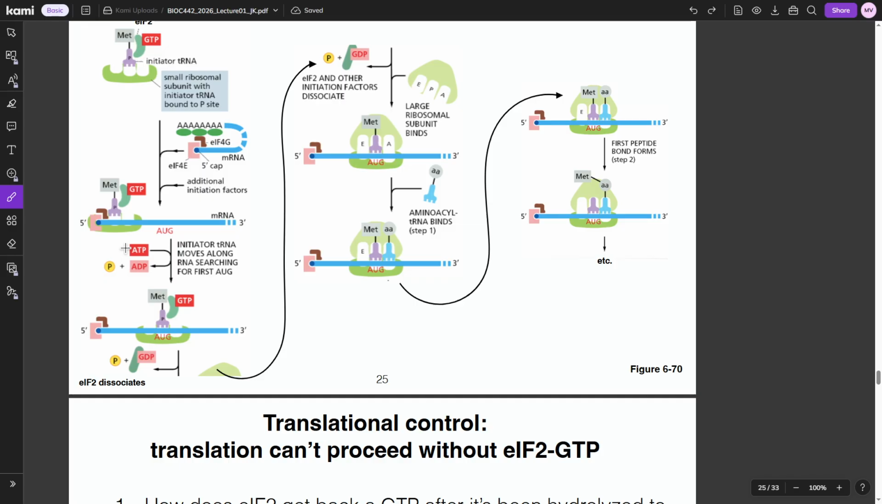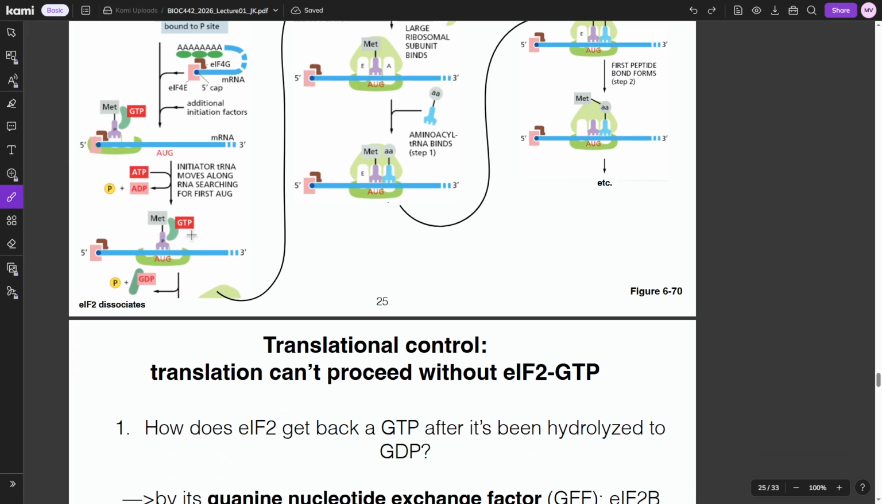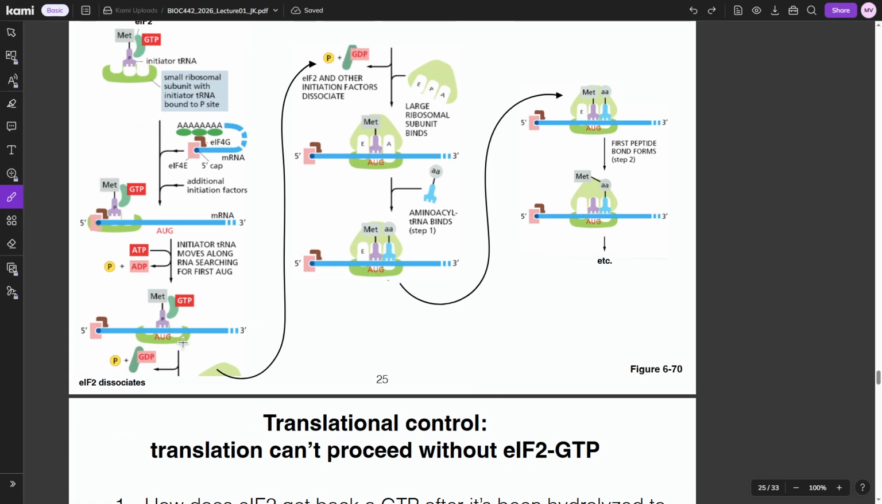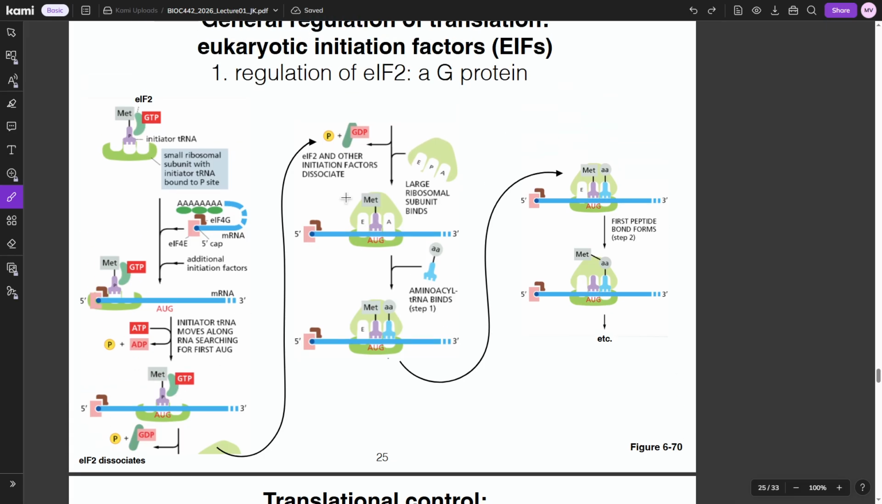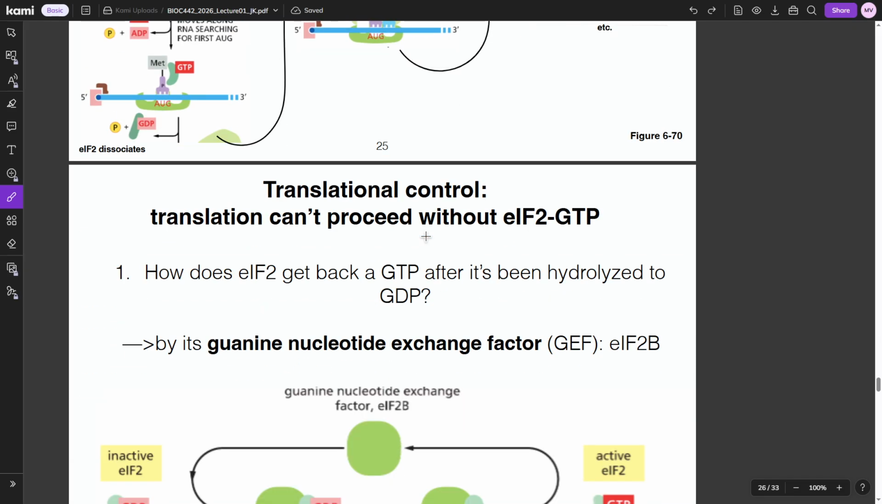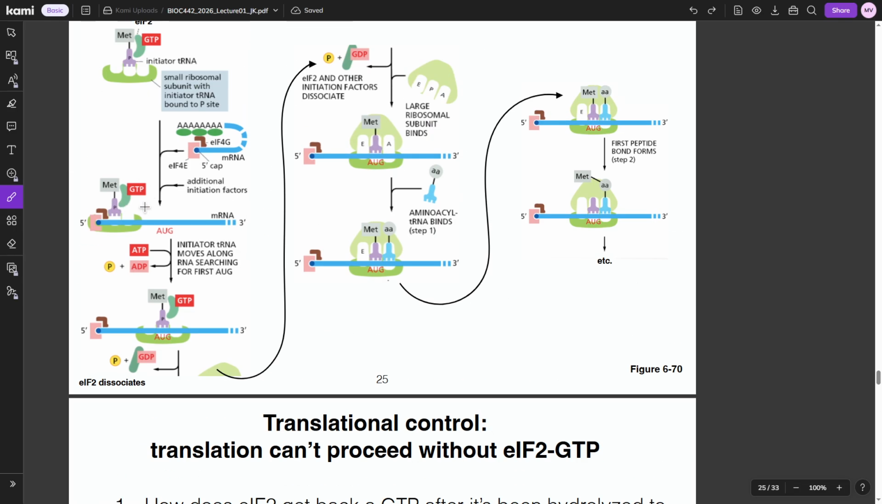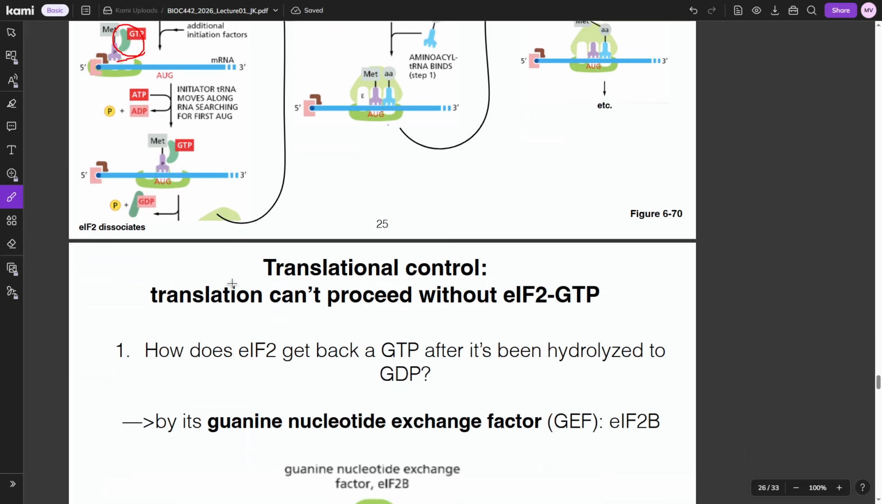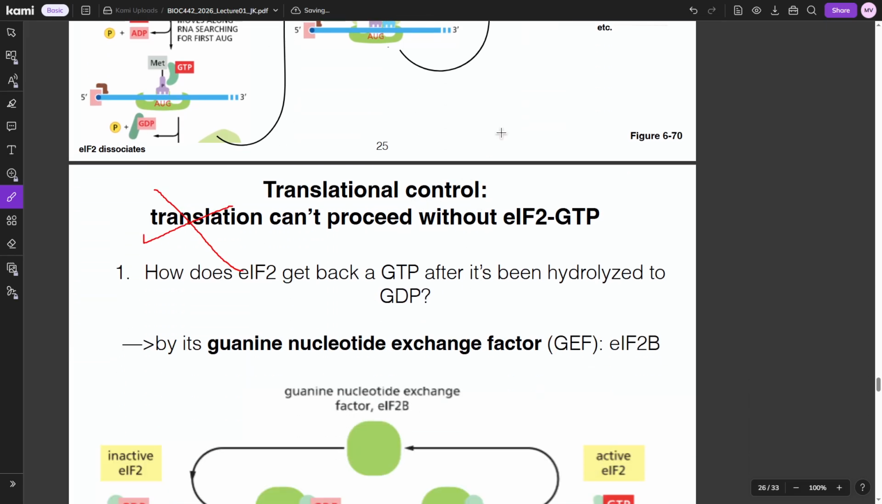In this step, we're hydrolyzing an ATP to cause the movement. So the movement is caused by ATP hydrolysis. And then in this step here, the hydrolysis of GTP causes the methionine to stick to the start codon, and it also recruits the large ribosomal subunit. From there, we can continue the process of translation. One of the big things to keep in mind is that if I get rid of this EIF2 GTP, I can't do translation. So there's a couple of things to keep in mind with this.